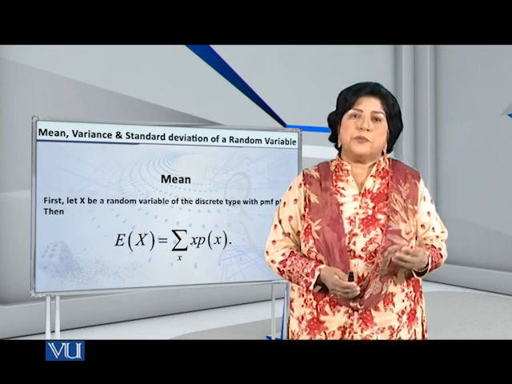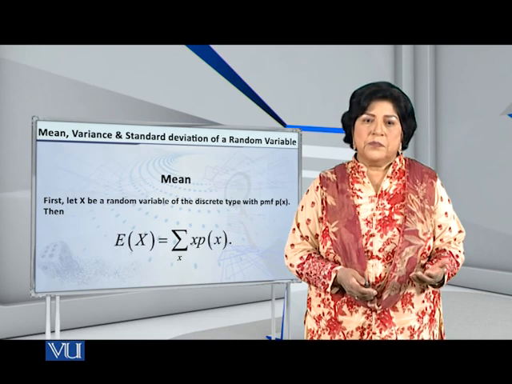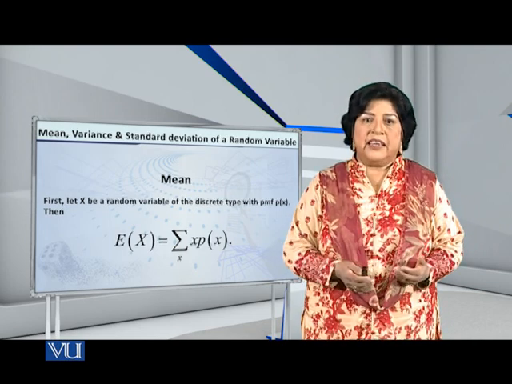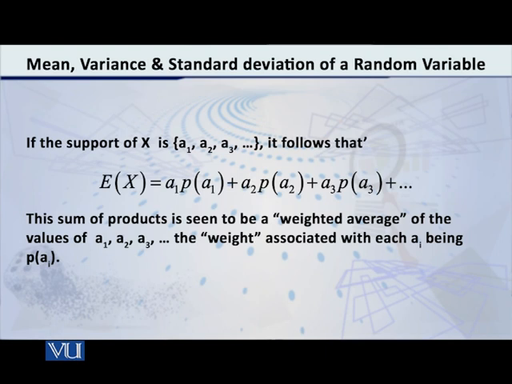So, once again, the expected value of x is equal to summation x into p of x. Let us look at this in a little more detail. Suppose that these values of x are a1, a2, a3, and so on. Then, the formula that I just presented, summation x into p of x, if we write it out in full, what will it become? A1 multiplied by p of a1 plus a2 multiplied by p of a2 plus a3 into p of a3 plus so on. If it is countably infinite, even then it goes on in the same way.